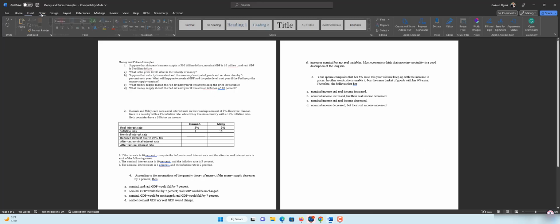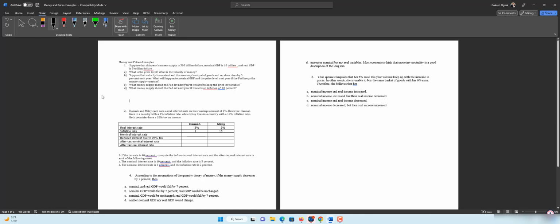Let's write first here the quantity theory of money equation. M, money supply, times V, velocity, is equal to P, price level, times Y. This part represents the nominal GDP. And here the Y represents the real GDP. Now we just need to plug the numbers to find out the answers of the questions.